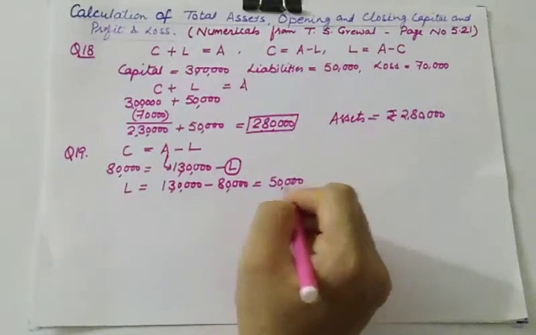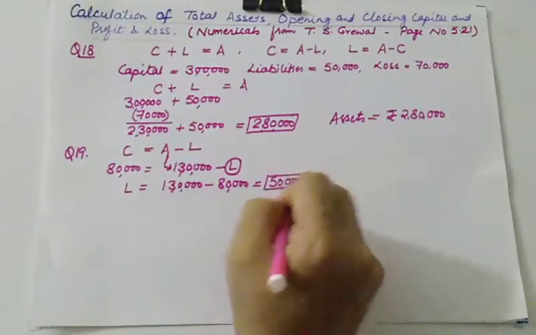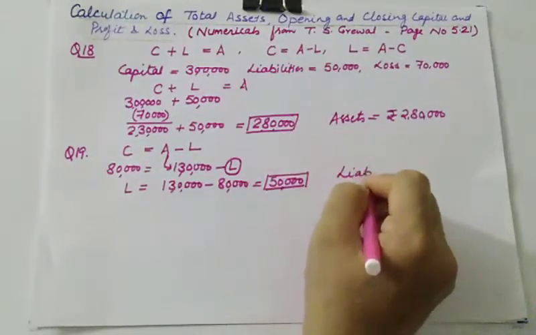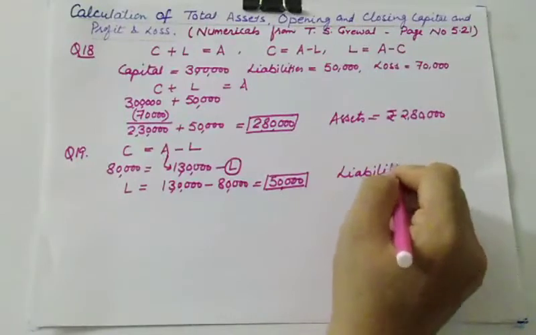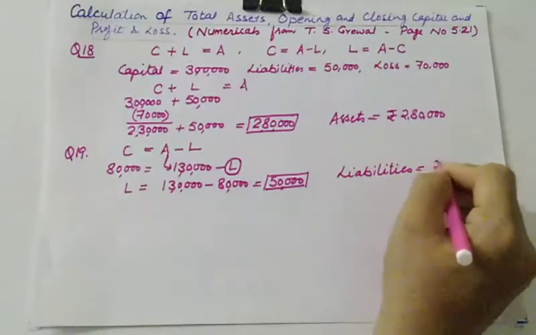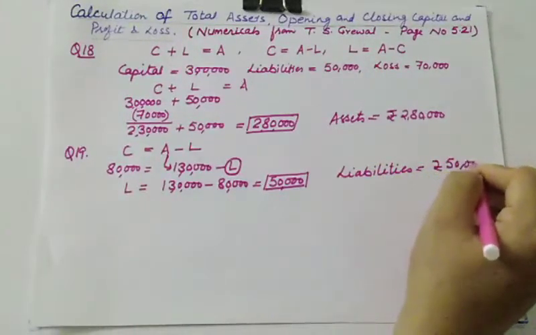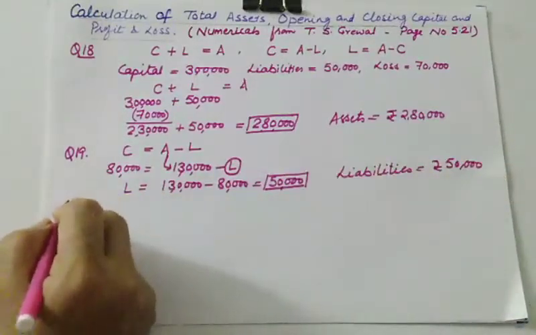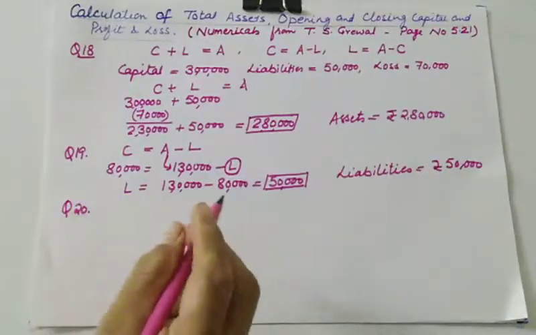So it will be 50,000. So finally our answer is liabilities are equal to rupees 50,000. Now let us do question number 20.